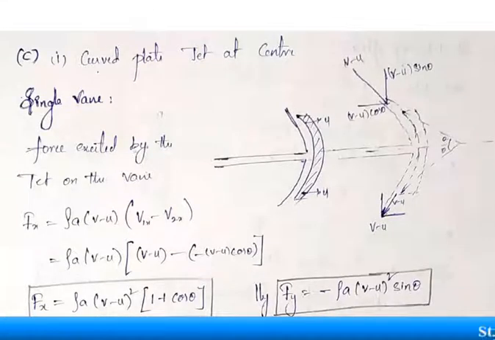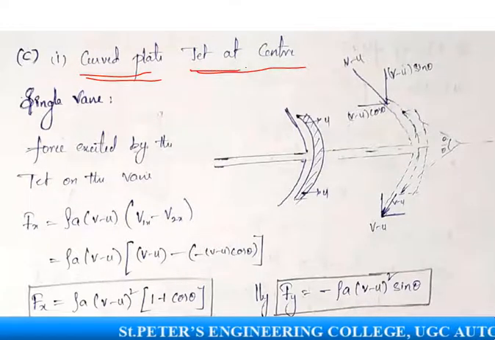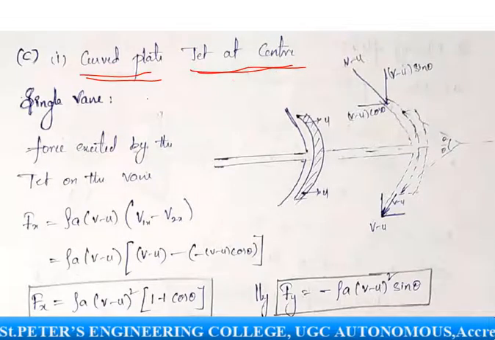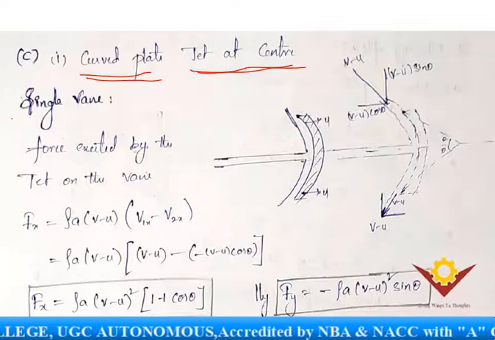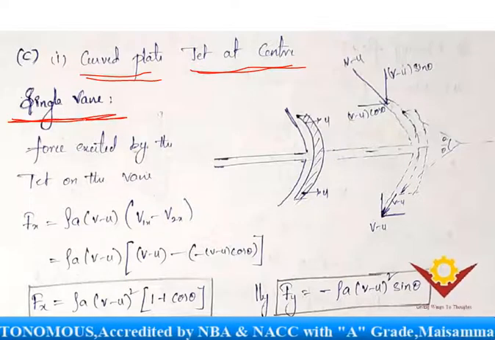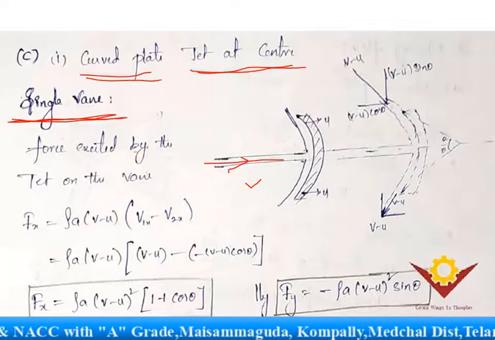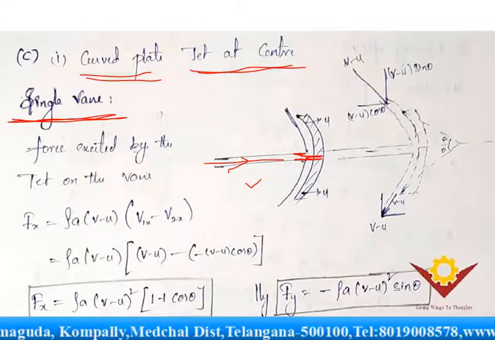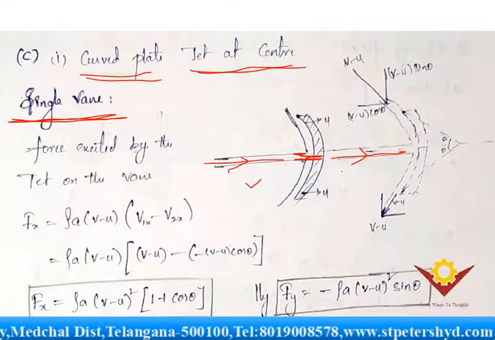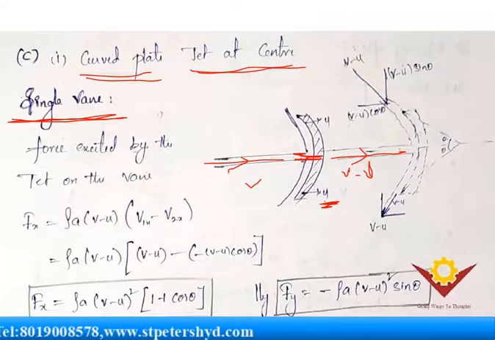And the next one, this is your third case, the curved plate, the jet at the center. That means for the curved plate, when the jet strikes at the center, this is the case. Here again we have two cases, a single vane and a series of vanes. We are discussing the single vane here. The jet velocity is v here, and this is your curved vane which is struck at the center, and after striking it moves with a relative velocity v minus u, and this u is the velocity of the blade.